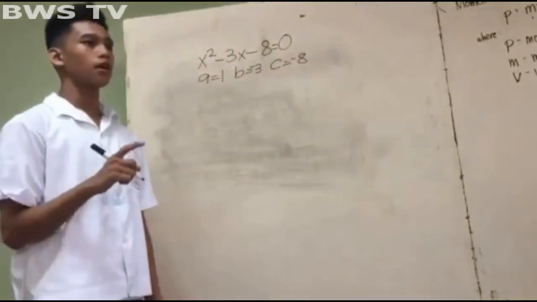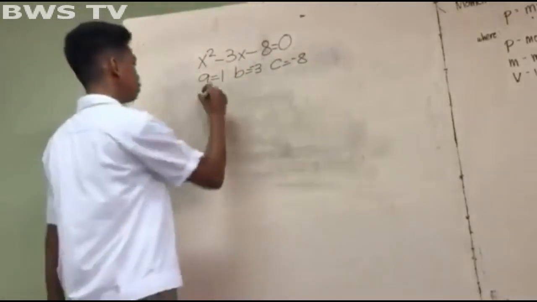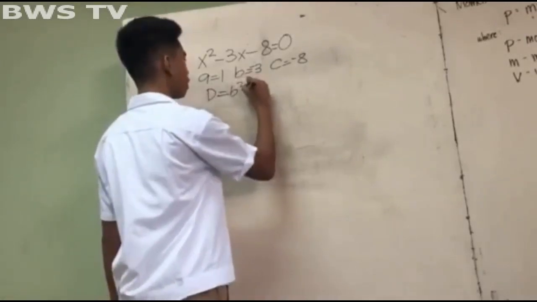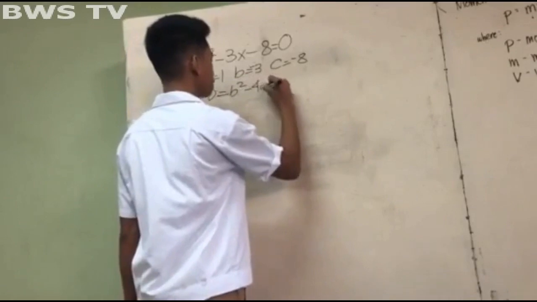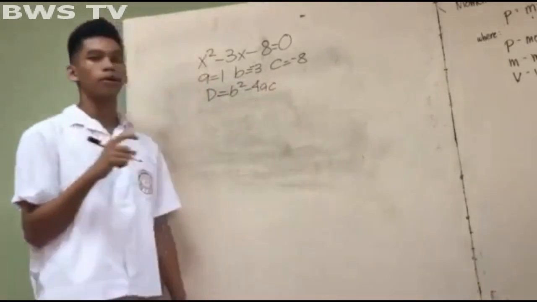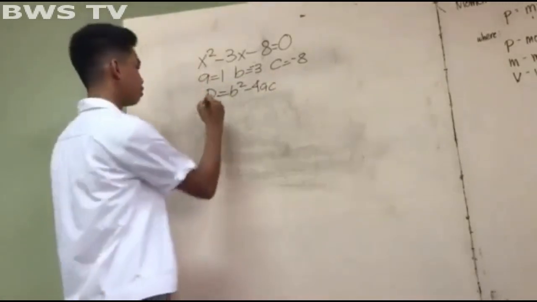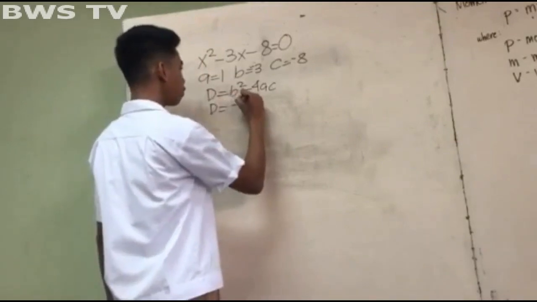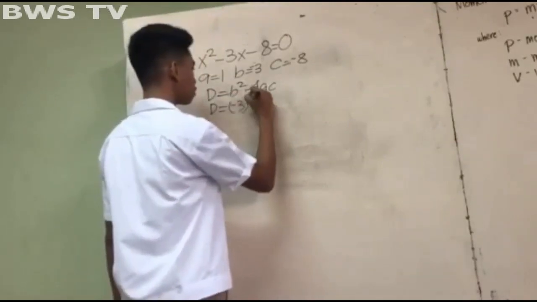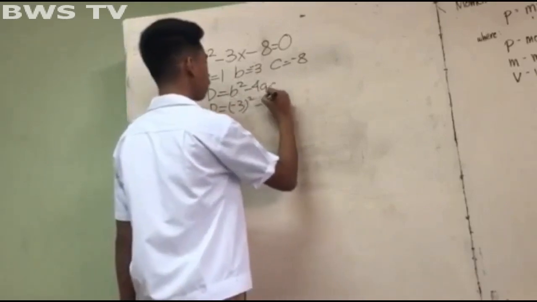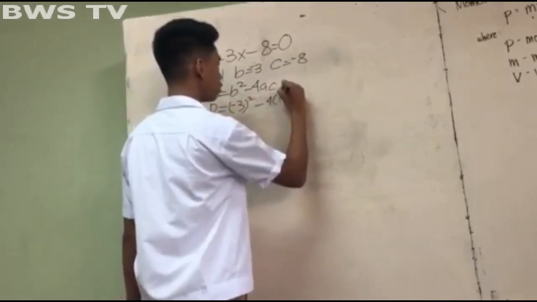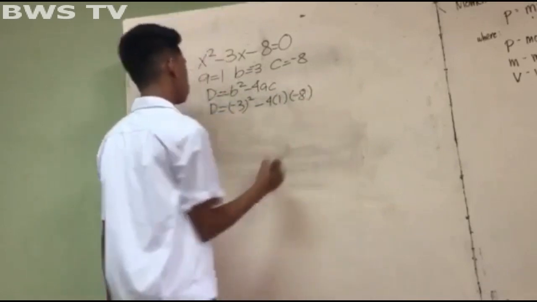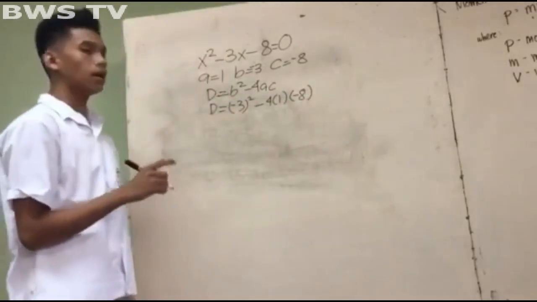Then we will use the discriminant formula, b squared minus 4ac. Then we will substitute the values. D is equal to negative 3 squared minus 4 times 1 times negative 8. Then we will simplify.